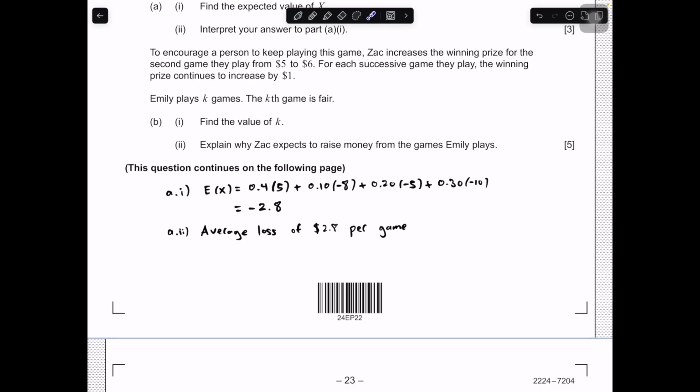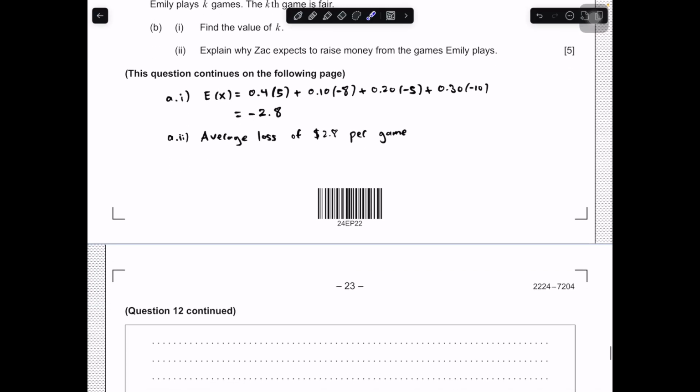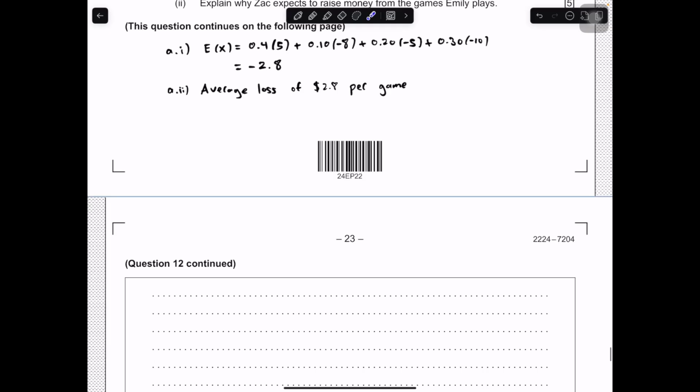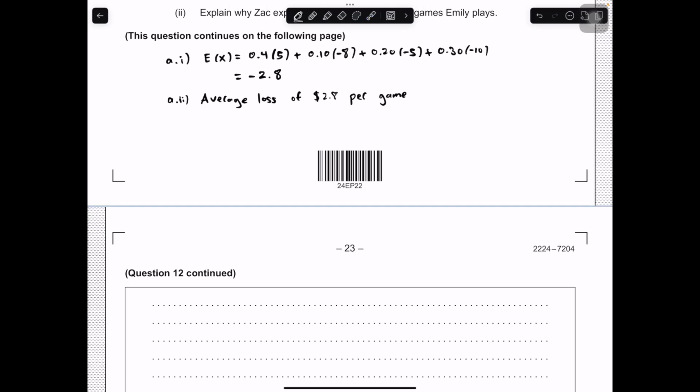If we play a third time, this would increase to $7. And then a fourth time, this would increase to $8, and so on, till eventually this game is fair. So the question is, at which game, the kth game, is the game fair? We can use a little bit of trial and error, but we don't really need to in some sense.